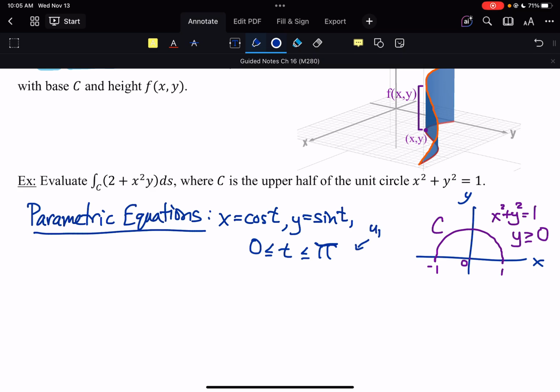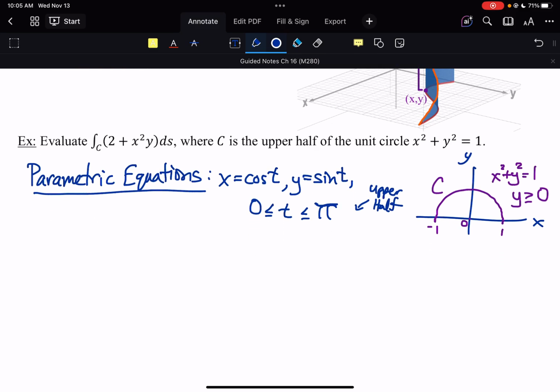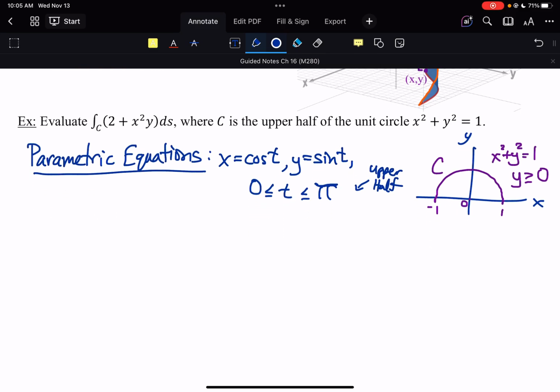So again, that's just because we're dealing with the upper half. So this is how we parameterize the unit circle. And we need to remember that. That's going to be one we'll use quite a lot.